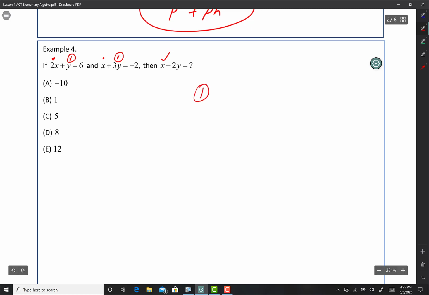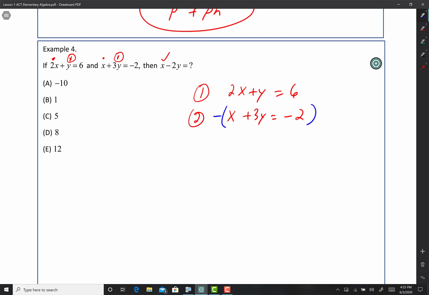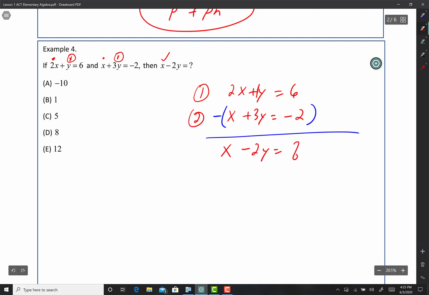So I'm going to write equation 1, 2x plus y equals 6. Equation 2, x plus 3y equals negative 2. If I subtract, then I get that 1x. So let's subtract. 2x minus x is 1x. 1 minus 3, because I'm distributing that negative there, is going to be a negative 2y equals, and then minus a negative 2, that's going to be plus, so 6 plus 2 is 8. So x minus 2y is 8.